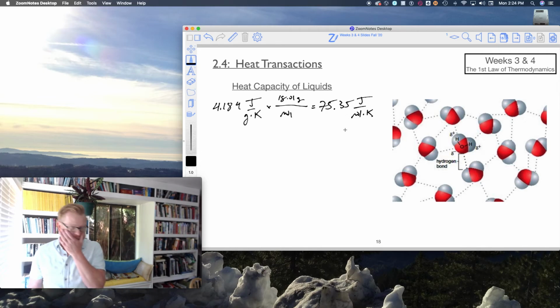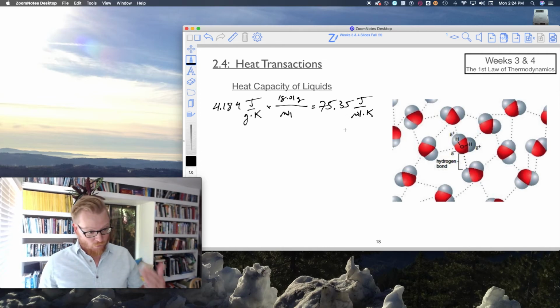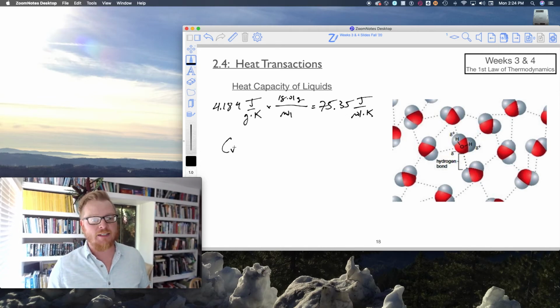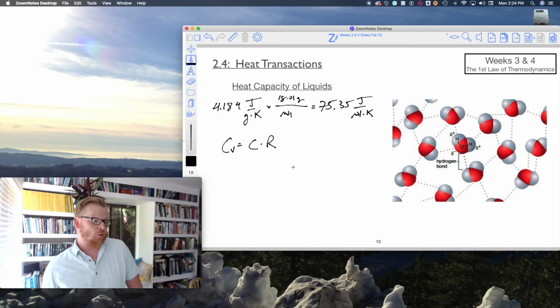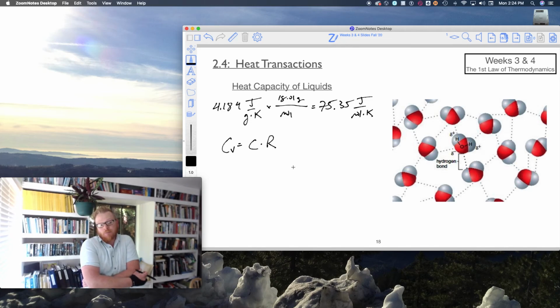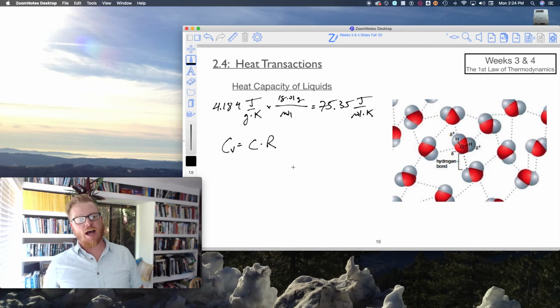Okay? And so we'll back up and we'll recognize that heat capacities, CV, are some constant times R. So I'll put in some constant C times R. For a solid, it's 3R. For a monatomic gas, it's 3/2 R. For a nonlinear molecule gas, it's also 3R. So what about for liquid water?